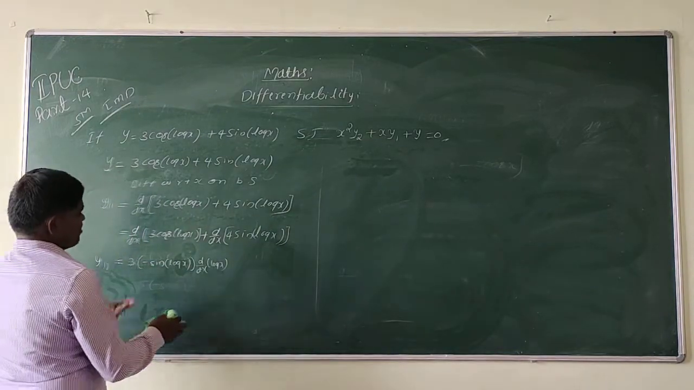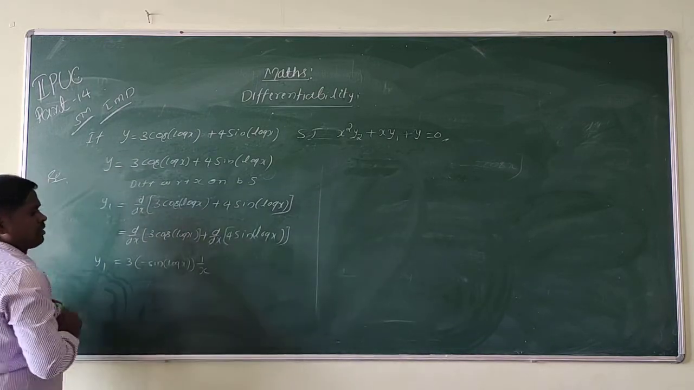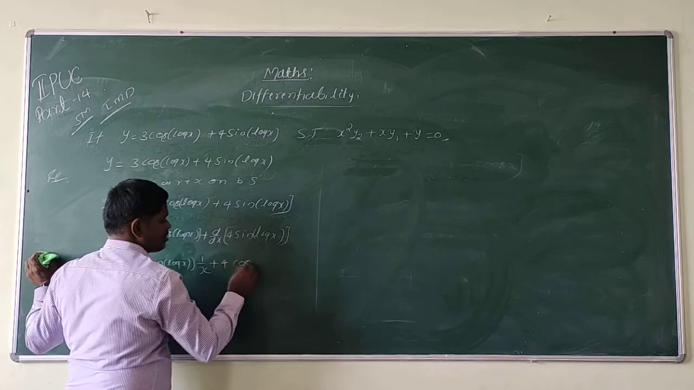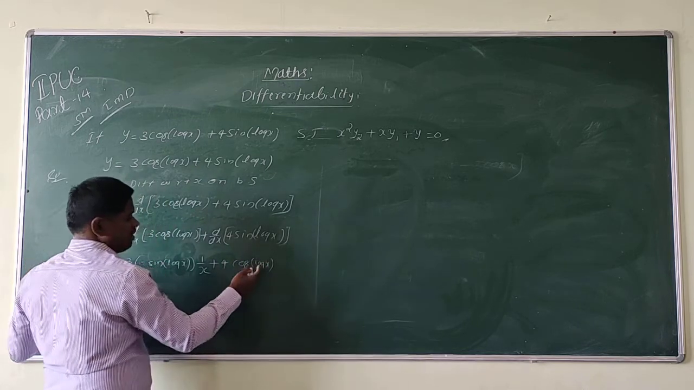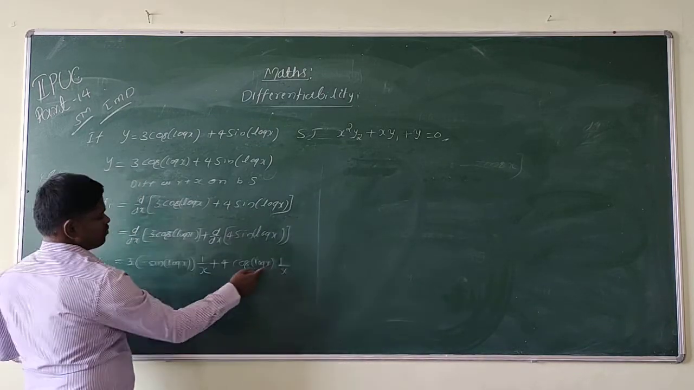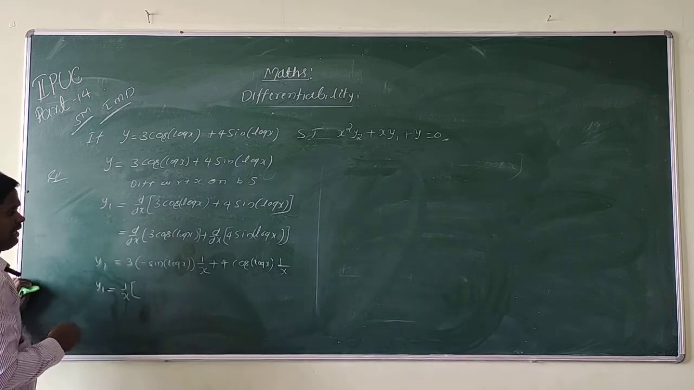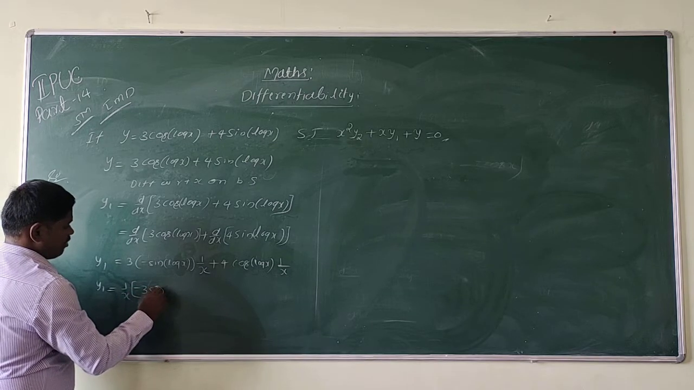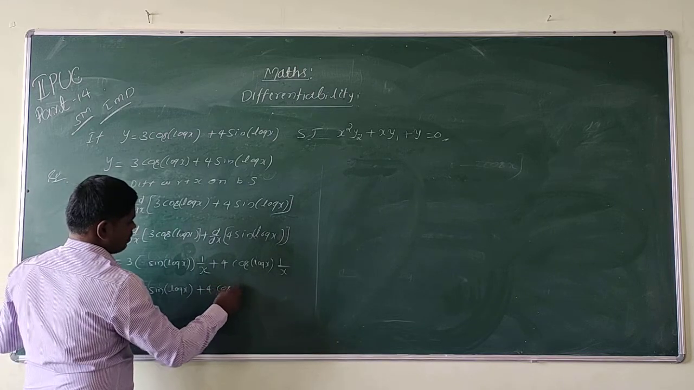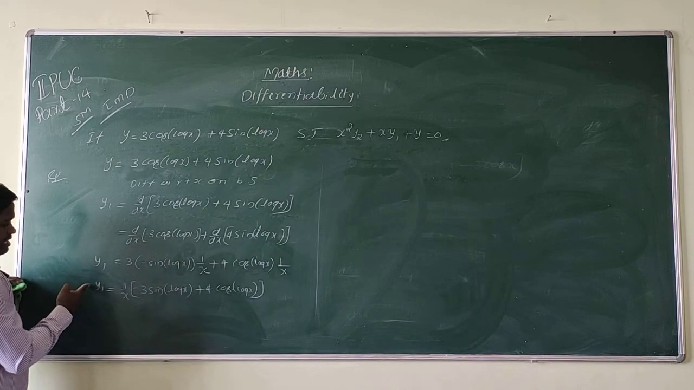It is better to write directly, otherwise the number of steps is increasing. The differentiation of log x is 1 by x. Plus, 4 is constant, so the differentiation of sin(log x) is cos(log x) into the internal differentiation of log x, which is 1 by x. Here 1 by x is common, so take it outside. y1 is equal to 1 by x into (−3 sin(log x) + 4 cos(log x)).